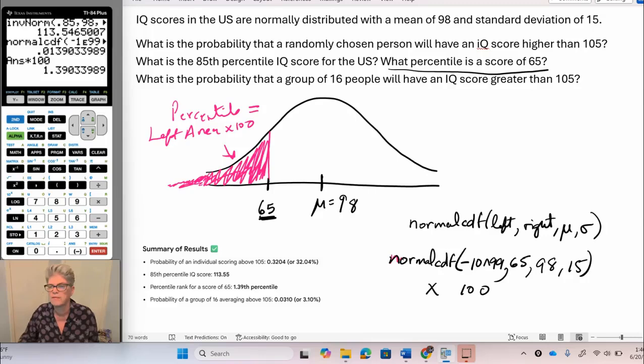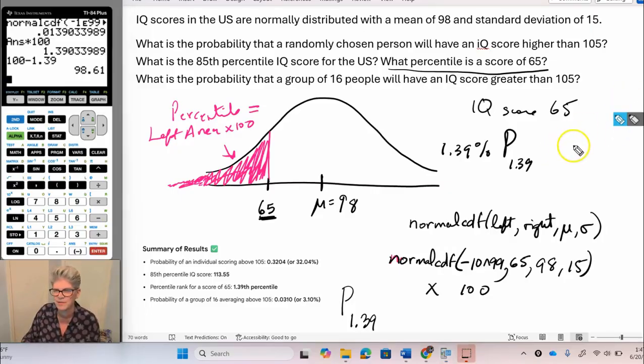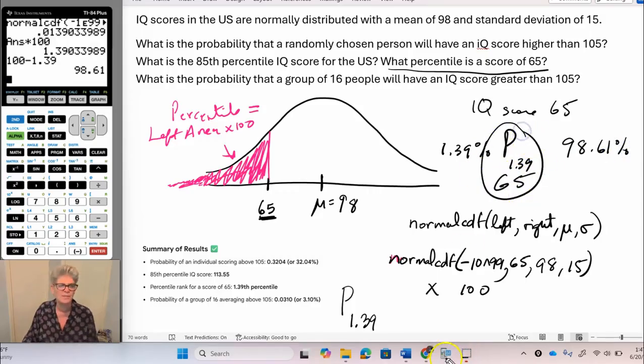So if you score a 65 on an IQ test, then you are in the 1.39th percentile. So an IQ score of 65 means that 1.39% of everybody in the U.S. got worse than you did. And then 100 minus 1.39%, 98.61% of people in the United States did better than you. So an IQ score of 65 is not a thing to brag about. Okay.